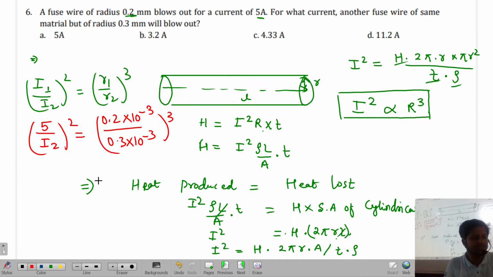Understood or not? It is easy or not? If you know the relation, it is an easy question. So this is the most important point of this question. When you solve it, you will get option A. The answer will be approximately 5 ampere only. Current remains sometimes the same. It is in terms of cube, it is in terms of square.